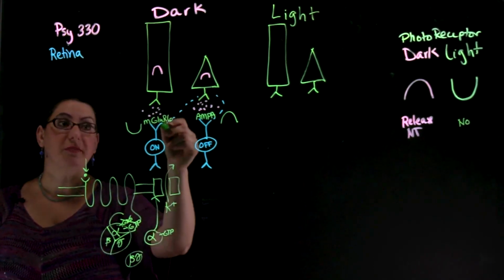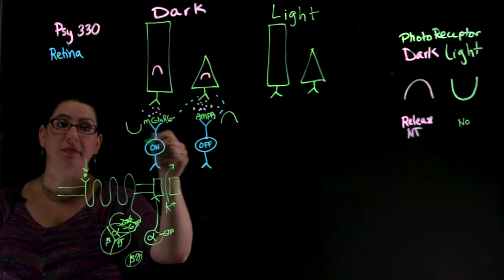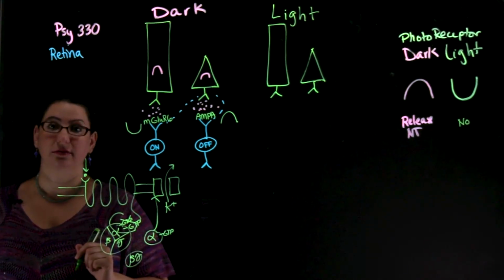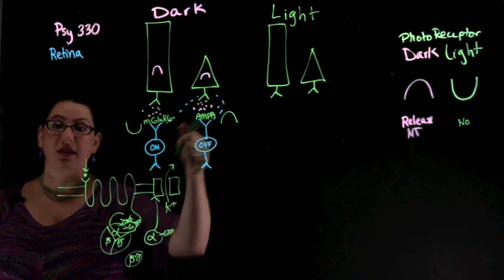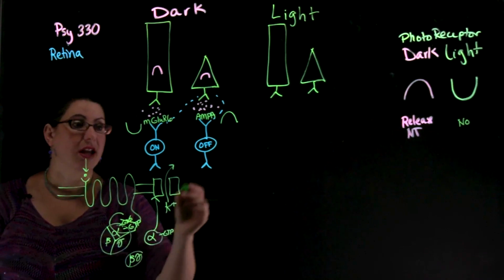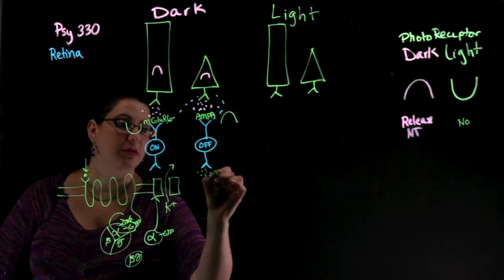So when glutamate binds mGluR6, the on bipolar cell is hyperpolarized. It's not going to be releasing glutamate. The off bipolar cell, because it expresses AMPA, will be depolarized by glutamate, and it will release glutamate itself.